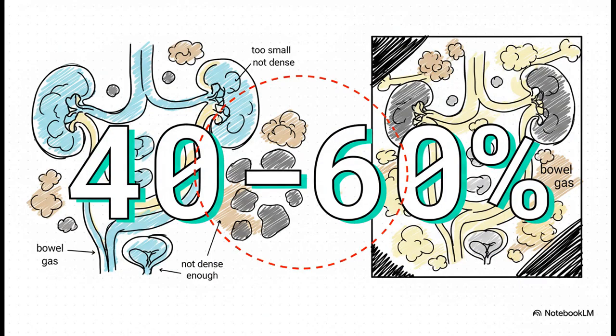And get this, because it's a really key point. This type of X-ray will only actually spot between 40 and 60% of urinary tract stones. That's it. Why? Well, a lot of them are just too small, or they don't show up well, or they're hidden behind things like bone. So the main takeaway is, just because a KUB looks clear, it absolutely does not mean you're in the clear.